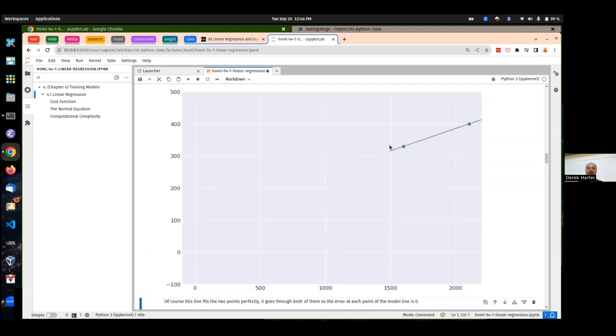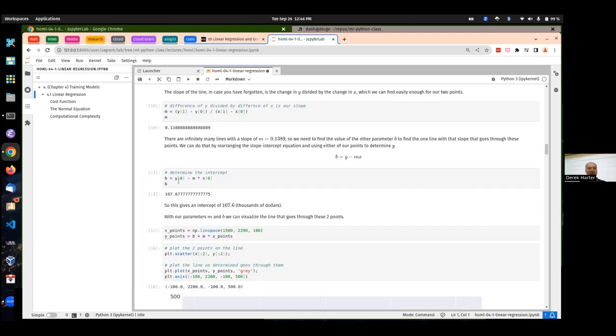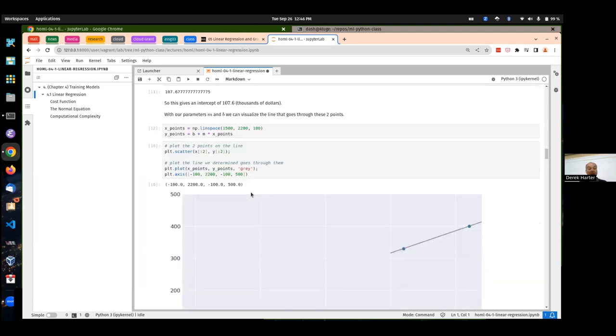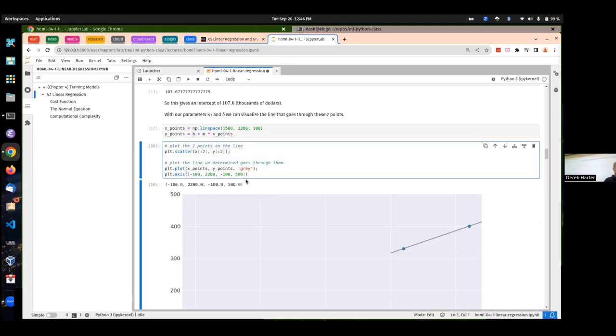So if we extend that line, it should be hitting zero at the intercept point, right? So when x is zero, y should be the 107, right? But this is a good thing, so understand what we're doing when we plot lines here. We have two points, and I'm trying to visualize the fitted line here. So this is kind of our model, or what we're going to be calling our model here.